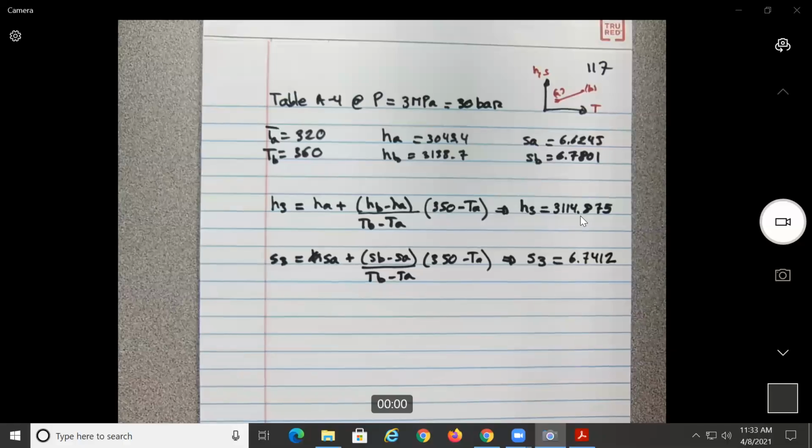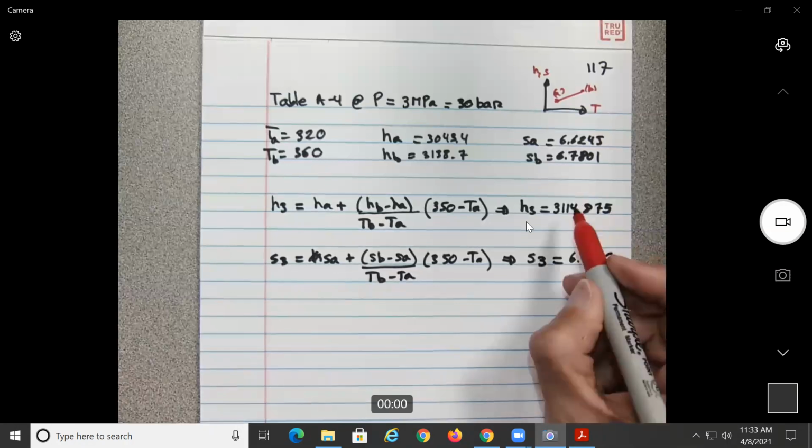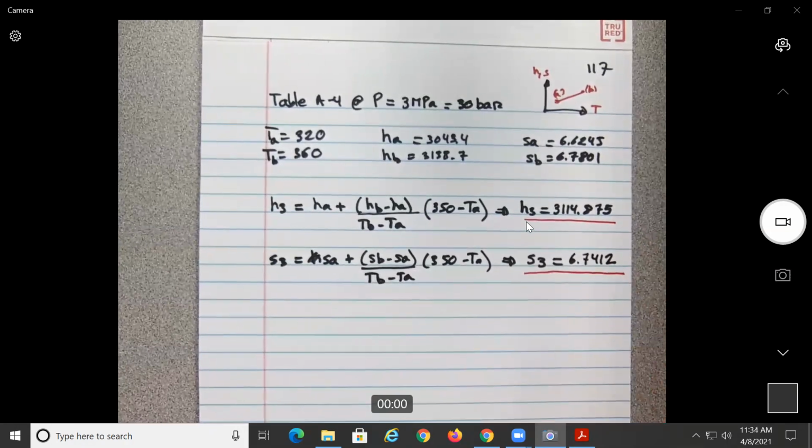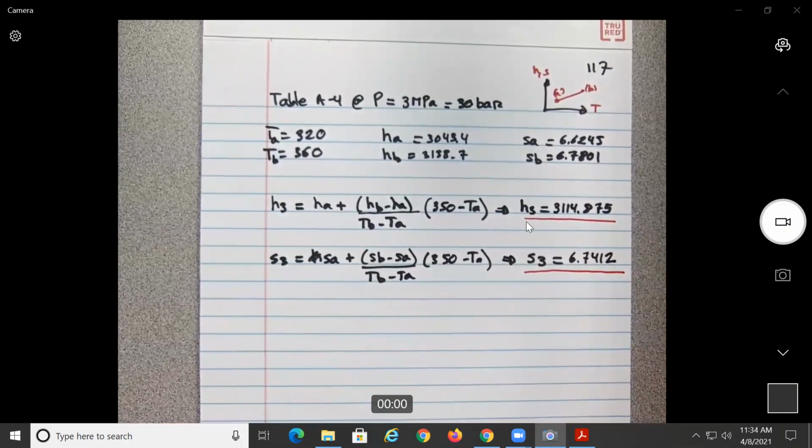Okay, so some of you did a calculation. We get H sub 3 equal to 3,114.875 and S sub 3 equal to 6.7412.